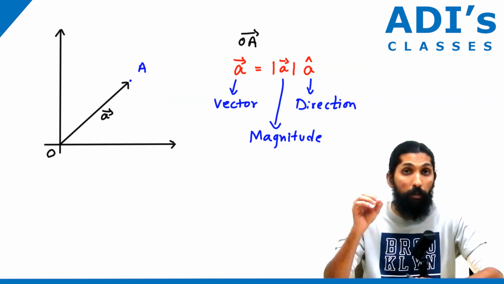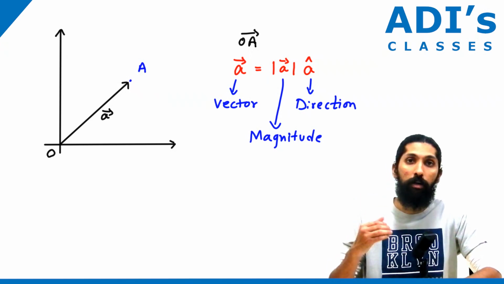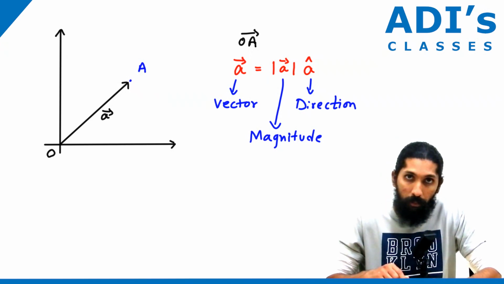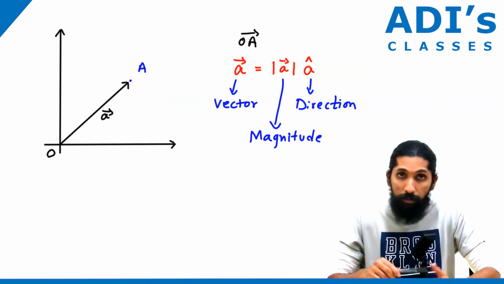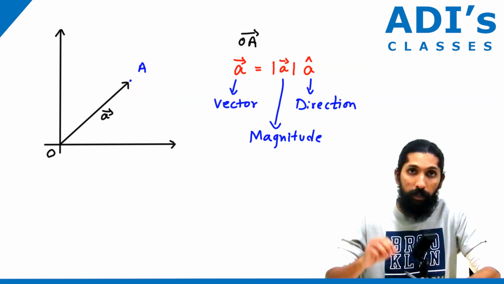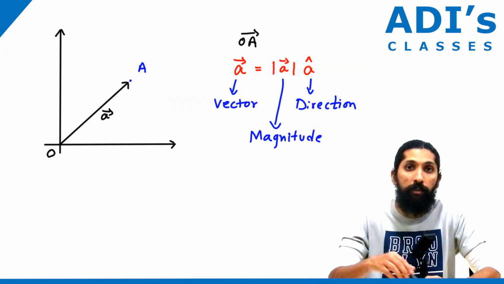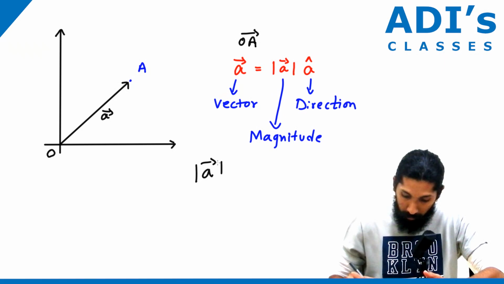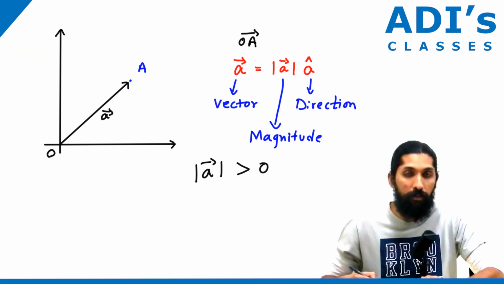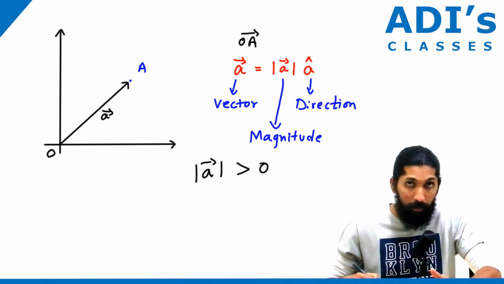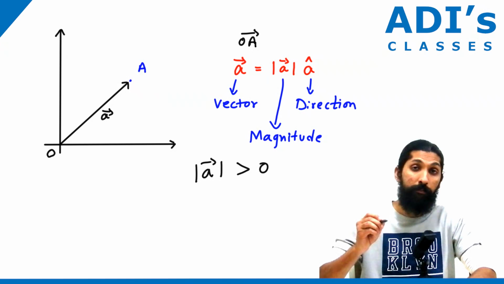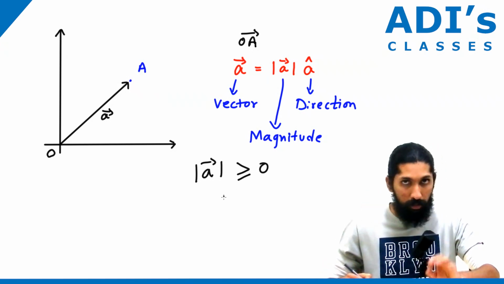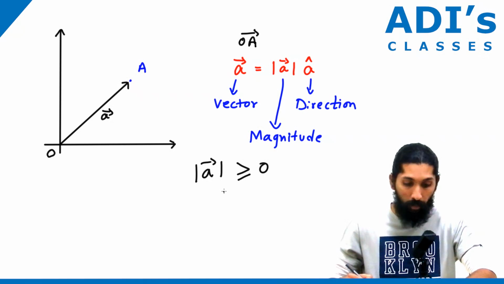Okay. Now magnitude, see, whenever we talk about magnitude it is basically length, correct? Can length be negative? No, obviously not. That's why modulus of vector A is always greater than or equal to 0. This can never be a negative value. It can be equal to 0 or it can be greater than 0. This is possible.